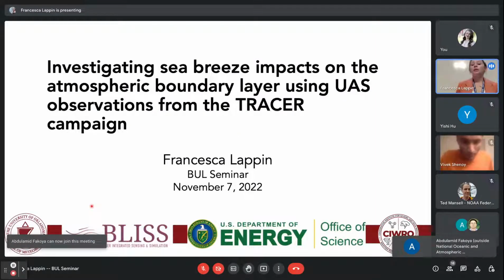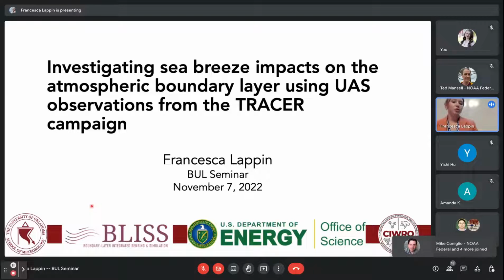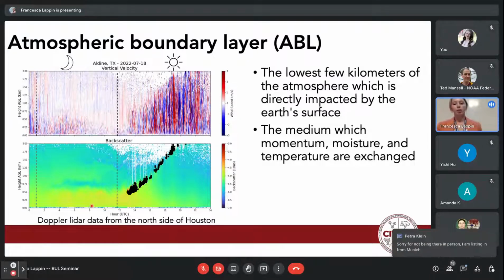So yeah, today we will be talking about the sea breeze and how it impacts the atmospheric boundary layer, specifically using UAS observations from the Tracer campaign. So we're going to start off with a refresher on what the atmospheric boundary layer is. It's your lowest few kilometers of the atmosphere that is directly impacted by the Earth's surface. It is the medium which transports momentum and moisture and temperature.